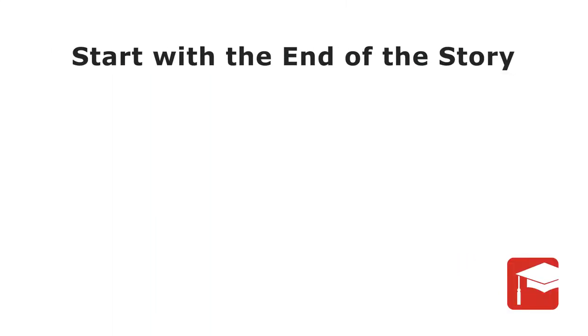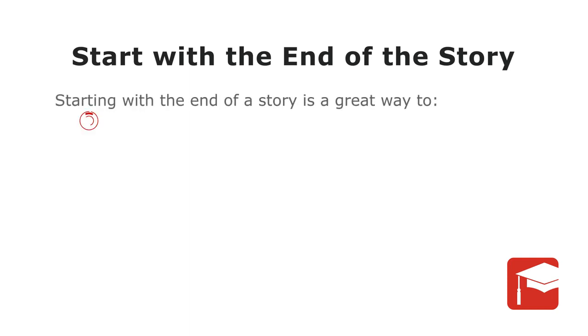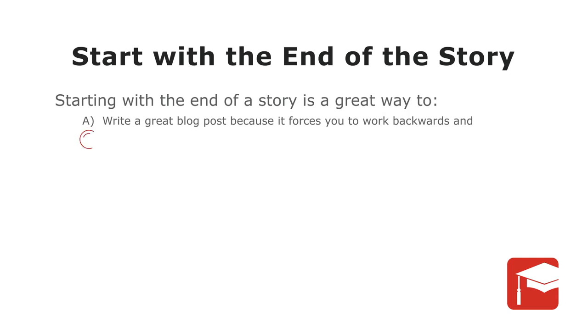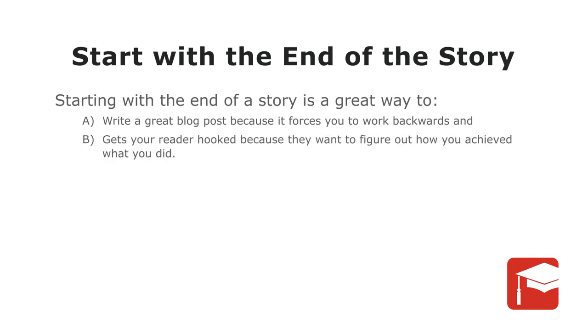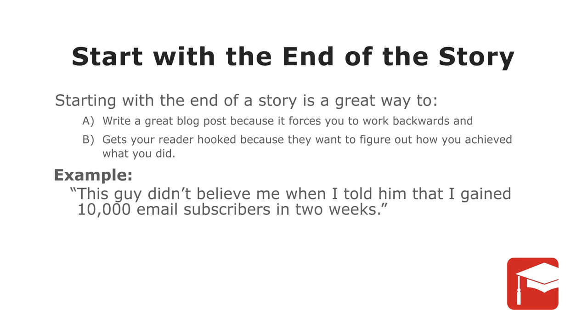The third strategy is to start with the end of a story. Basically, you give the reader a result that you achieved, and then use the blog post to explain how you got that result. This works extremely well because you're leaving an open loop in your reader's mind. They will feel compelled to read the rest of your content to figure out how you were able to achieve that particular result.